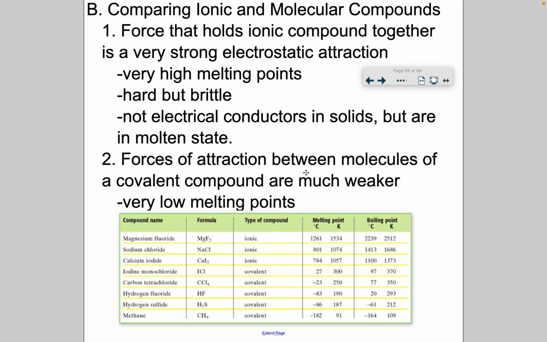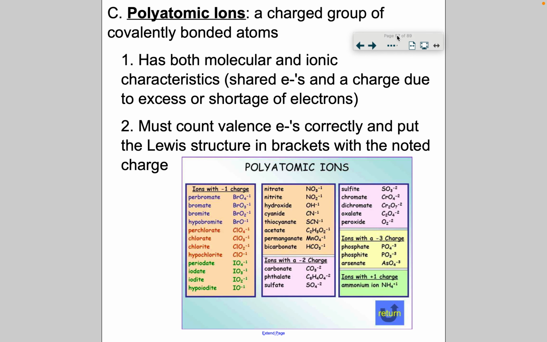Okay, so the forces of attraction between molecules of a covalent compound are much weaker. They have very low melting points. Like sugar, it doesn't take much to melt sugar, and then you end up with this kind of dark, gooey mess in your kitchen. But if you take a look at this table here of compounds, the top 3 are ionic. Take a look at those melting points and boiling points and compare them to covalent compounds, where they have much lower melting and boiling points.